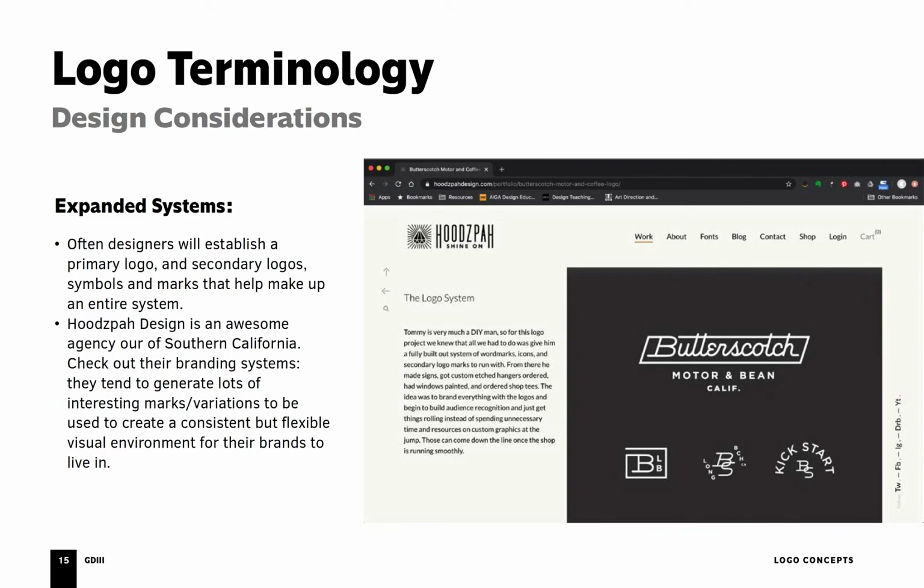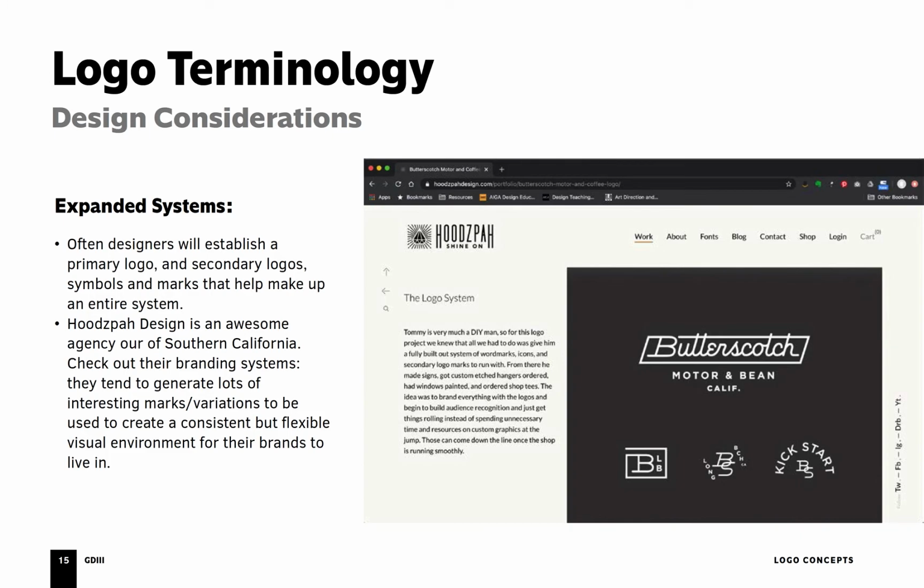So, expanded systems. Often designers will establish a primary logo. They'll often design a secondary logo and other symbols and marks that help make up the entire system. I talked about this a little bit with Nike, but maybe in a more casual sense since Nike's such a huge brand. I like these examples from this design agency called Hoodspa. Hoodspa Design is an awesome agency out of Southern California. Check out their branding systems.